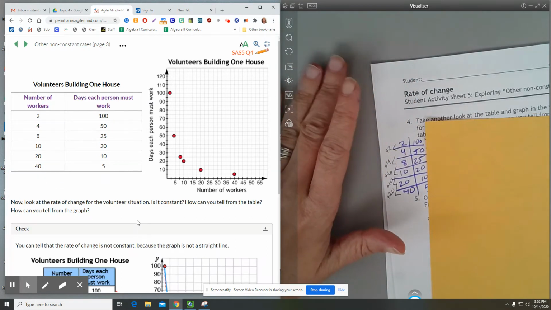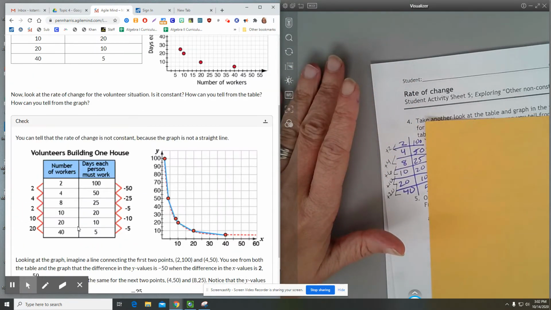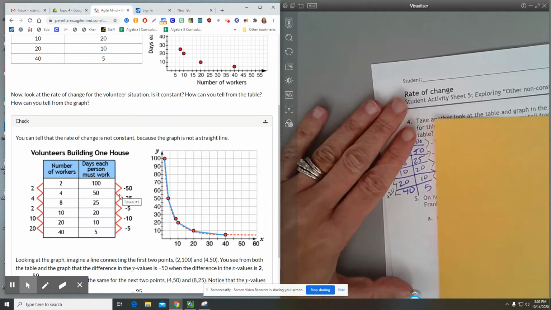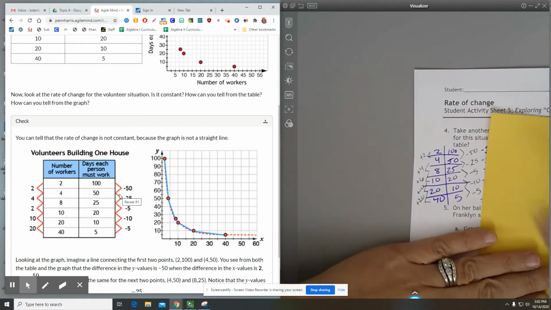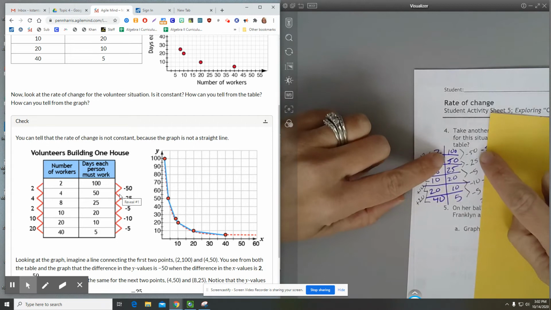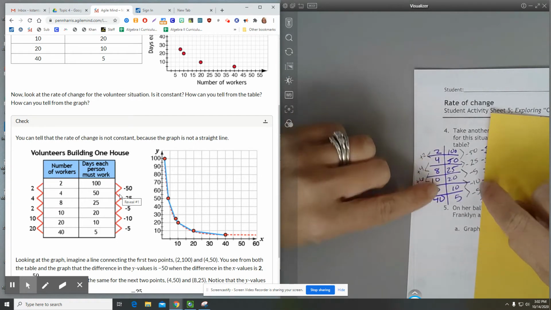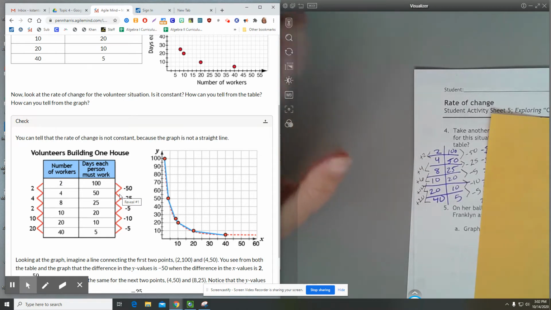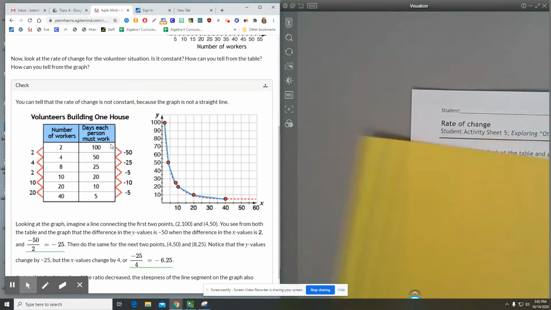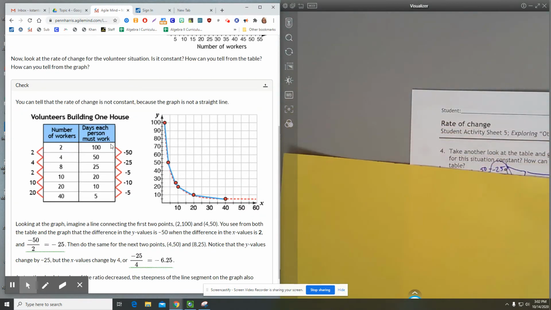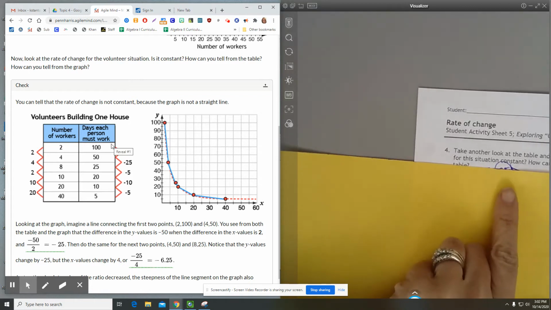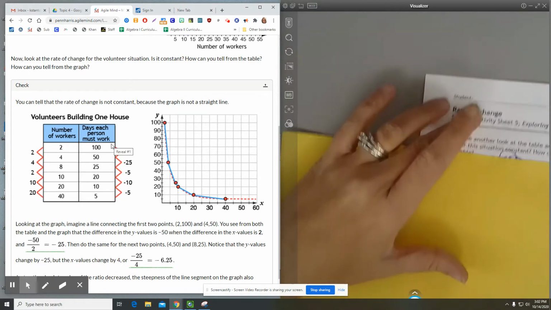It's a big thing to note there. They are not constant. But if we come over here, let's look at my differences on this. From 100 to 50, that's negative 50, negative 25, negative 5, negative 10, negative 5. Again, guys, there's no real constant there. So we would say that this rate of change is not constant.